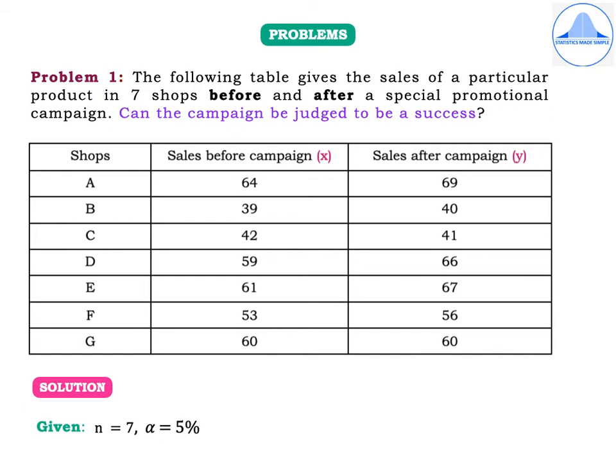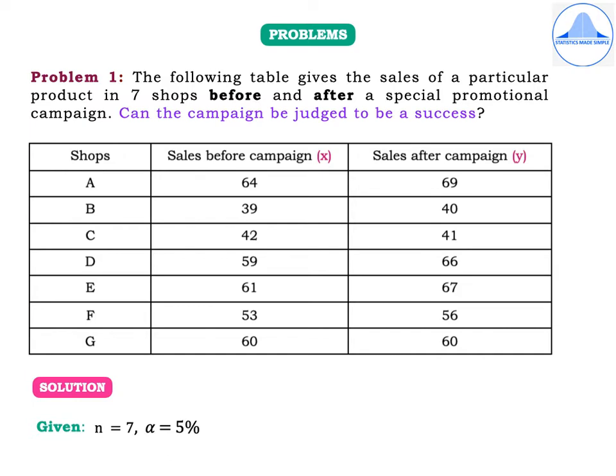Problem 1. The following table gives the sales of a particular product in 7 shops before and after a special promotional campaign. Can the campaign be judged to be a success? In the first column, we have the shops labeled as A, B, C, D, E, F, G. In the second column, we have before campaign sales as 64, 39, 42, 59, 61, 53, and 60. After campaign, the sales are 69, 40, 41, 66, 67, 56, and 60.